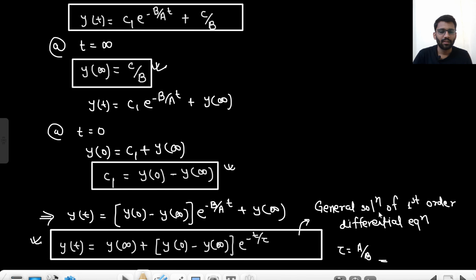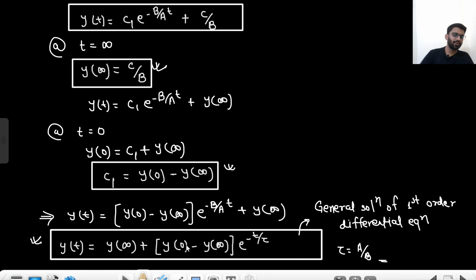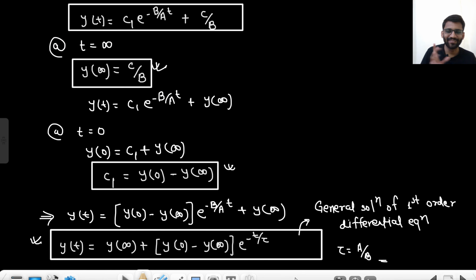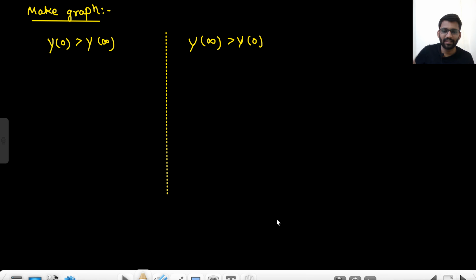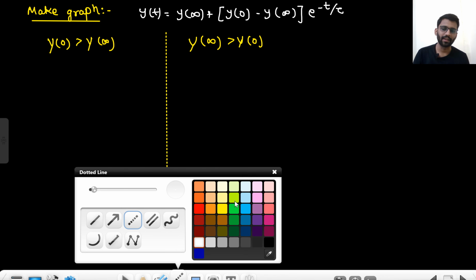So this is how we solve the first order differential equation, and this is the equation that you need to remember. Just write it on paper, just highlight it. This is a very important equation for you in this complete chapter. Before going to the next video, one more thing, we will draw the graph. So y(t) I will write down here: y(t) is the value at infinity plus y of 0 minus y of infinity, e to the power minus t upon tau. Now we will draw the graph of it.